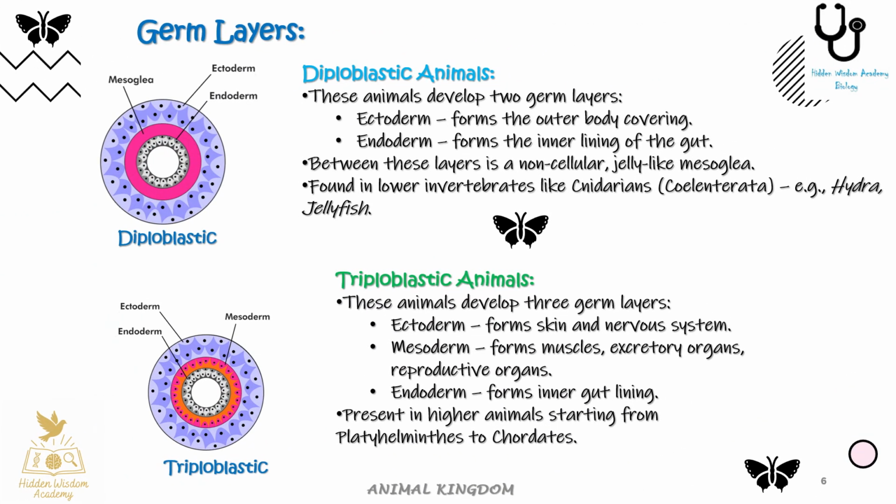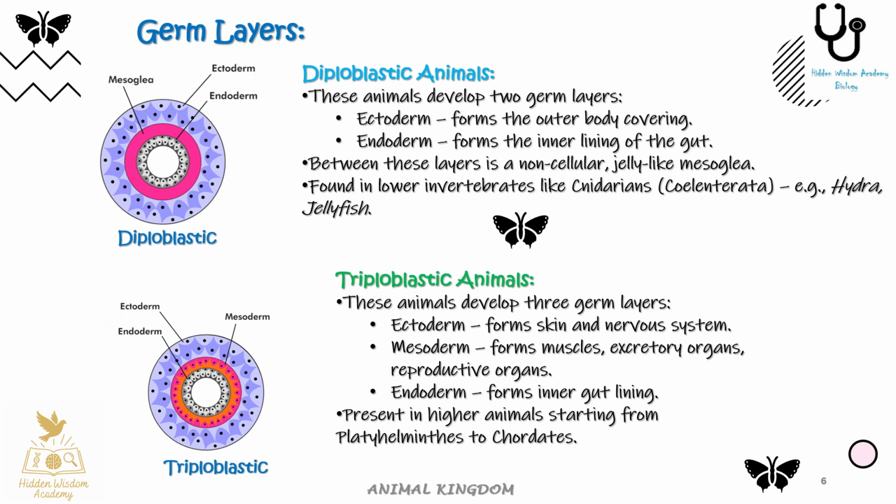Animals can be classified based on the number of germ layers present in their embryonic development. Diploblastic animals have two germ layers, the outer ectoderm and the inner endoderm, with a non-cellular layer called mesoglea in between. This type of body plan is seen in phylum Cnidaria.